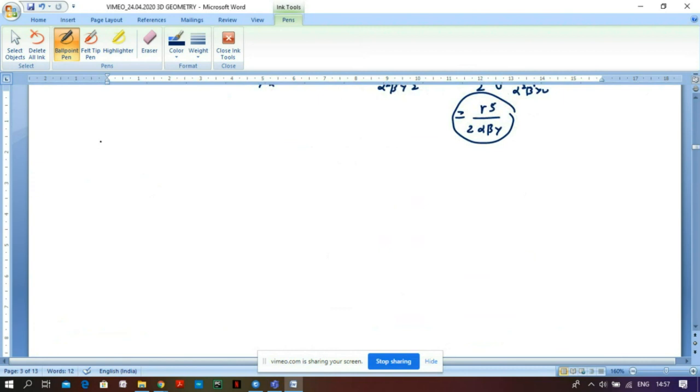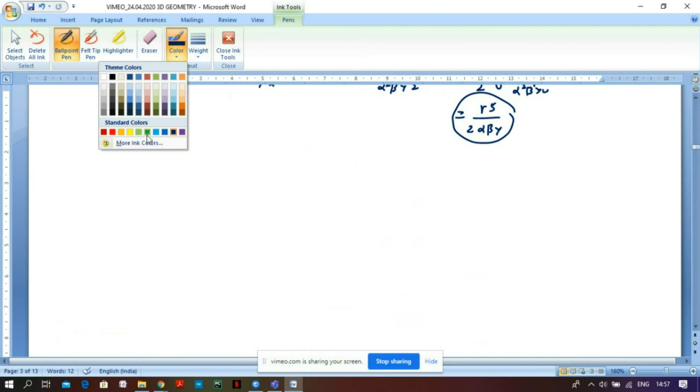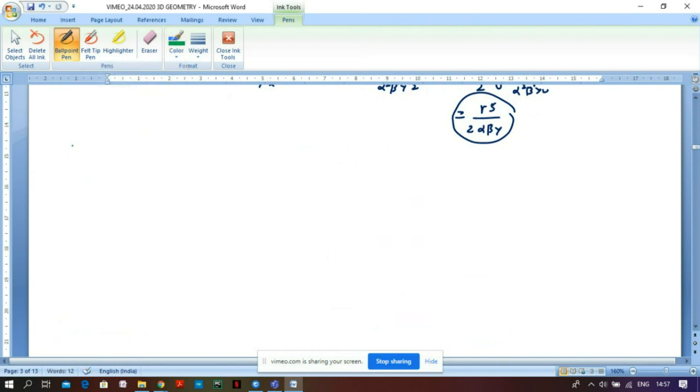Okay, so let me now tell you something about a straight line. That straight line needs a little theory to cover up. So first of all, a straight line has got two forms. So a straight line equation can be given in two forms. Either you can give what is called symmetric form.